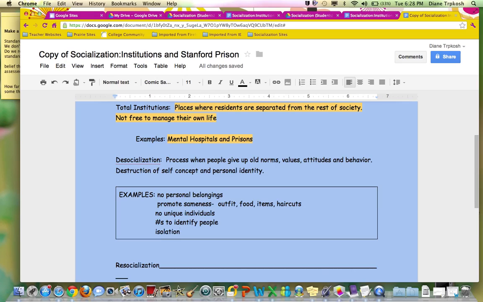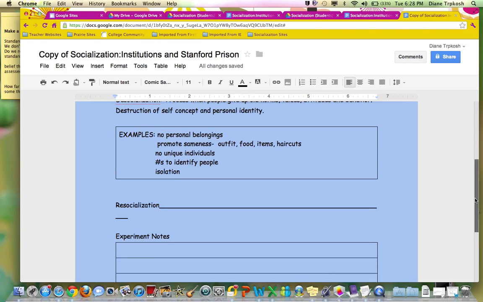Now, once they have been successful in desocializing their residents or their inmates, then it is the job of the prison system or the mental institution to re-socialize them. We need to teach them in order to be able to put them back into society. So that's your last word there, re-socialization.